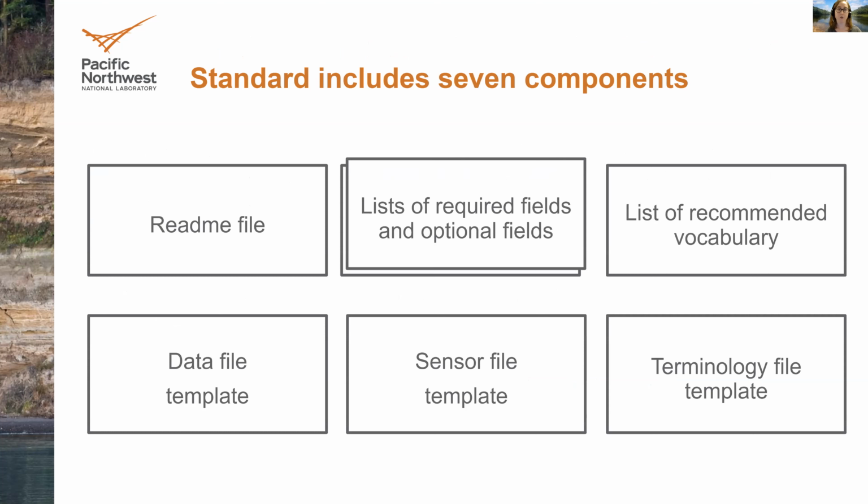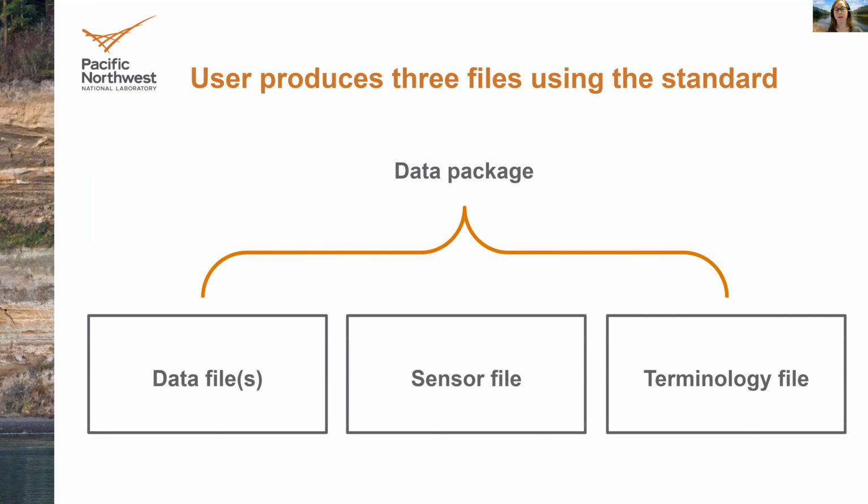Then we have a list of recommended vocabulary, and then 3 templates: a data file template, sensor file template, and terminology file template. So what the user ends up creating are 3 files: a data file, sensor file, and terminology file. They can end up having more than those 3 files because they can have multiple data files that go with a single sensor file and a single terminology file, or they can have multiples of all of these within a data package. It depends how people want to organize things.